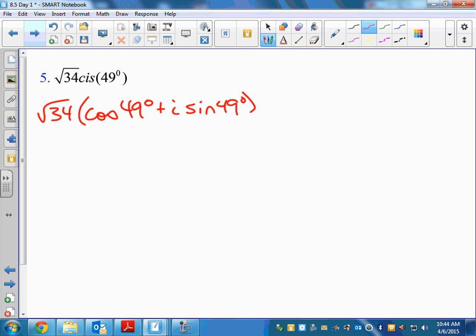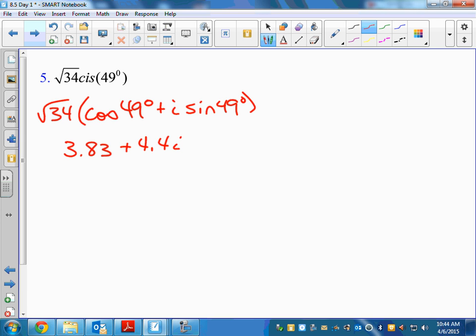And let's just go to two decimals. I would get 3.83 plus the square root of 34 times sine of 49 degrees, 4.40. So let's do 4.4i. And that, not very pretty complex number, is what goes with an angle of 49 degrees and a radius of the square root of 34.